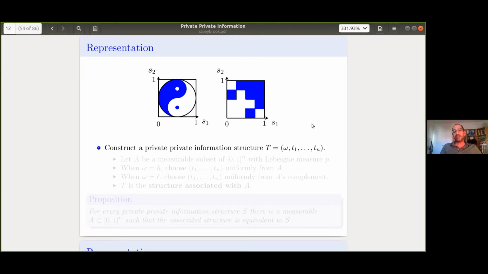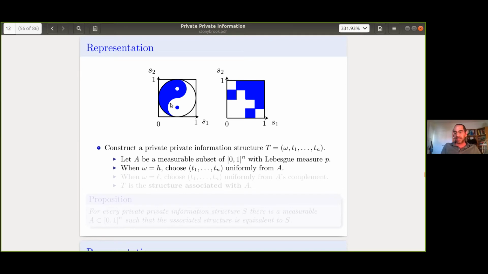Okay, so now let me give you a representation theorem. And here's the generic way to construct a private information structure T. I'm going to choose, just like I did until now, some measurable subset of 0, 1 squared, or more generally 0, 1 to the n. So on the right here is what I chose before, but you can take the one on the left here. You should ignore the black circle. It's just the blue part.